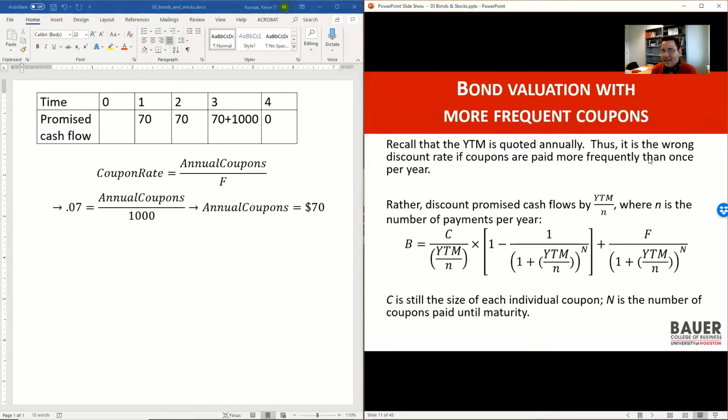We have to make a slight adjustment to our bond pricing formula. The issue is the conventions of the bond market say that the yield to maturity and the coupon rate are all quoted annually. So again, we're calculating the number of annual coupons that we're getting. The yield to maturity is quoted annually. So if you want to use this discount rate, you need to adjust it, right?